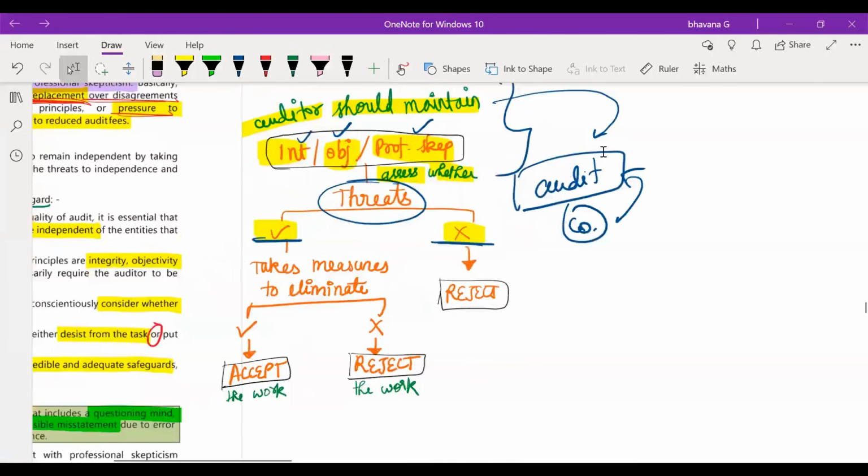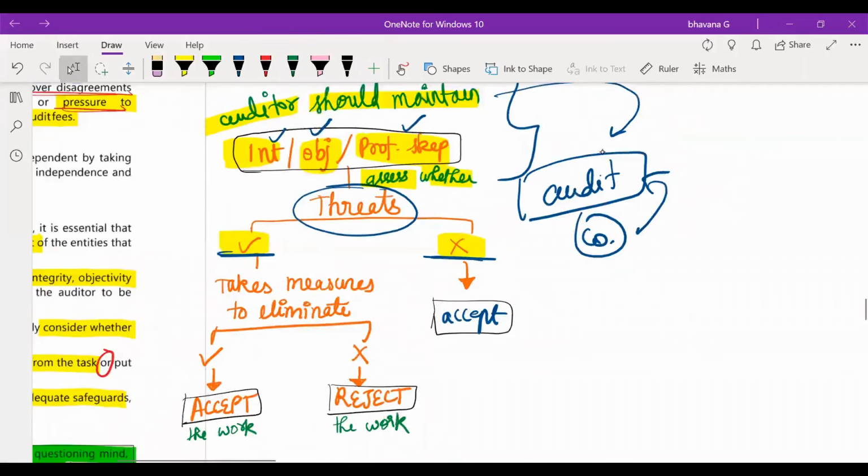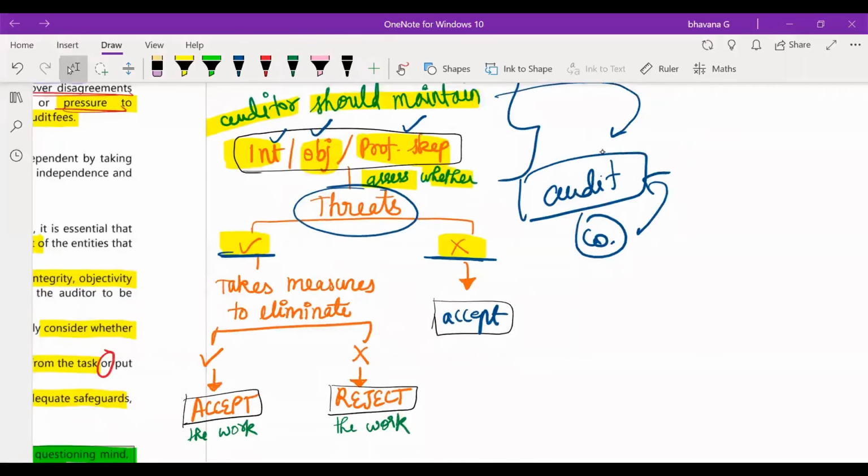Here I have written something wrong. Okay, if there are no threats, that means it's okay. You must accept the work and work in the organization. If there are no threats, I must accept the work and work in the organization. Here the catch is when you have threats. This is the catch here.